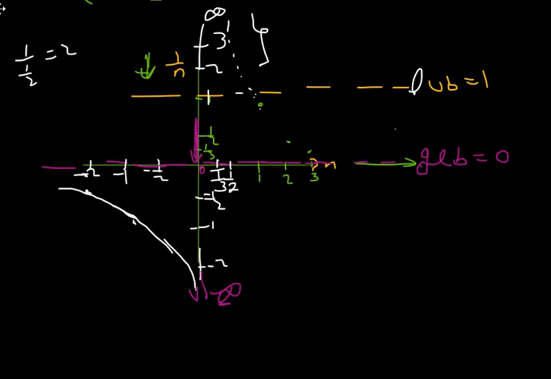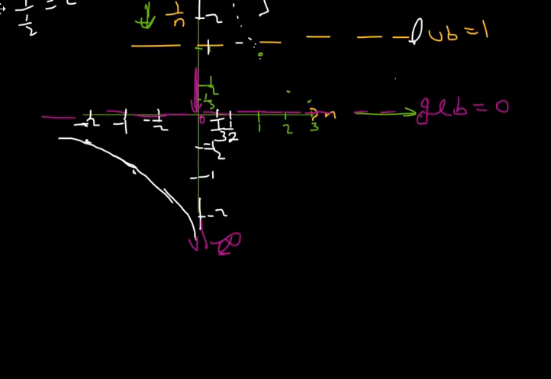This is the idea of the greatest lower bound and the least upper bound. In the next video, we'll see more practice with different sequences.